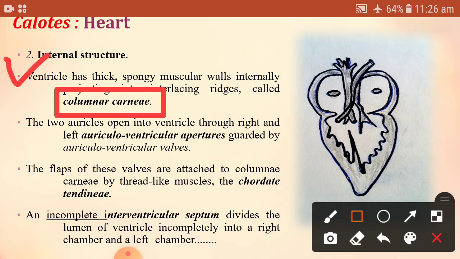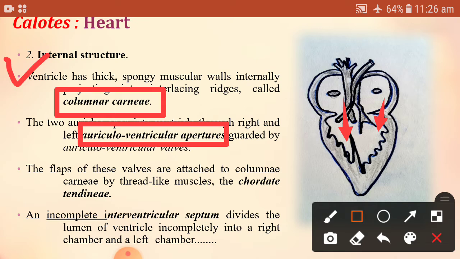The two auricles open into the respective ventricles, that is, the right auricle opens into the right ventricle, and the left auricle opens into the left ventricle. So the two auricles open into the ventricles through the right and left auriculoventricular apertures. Auriculoventricular apertures are the openings which connect the auricles to their respective ventricles.